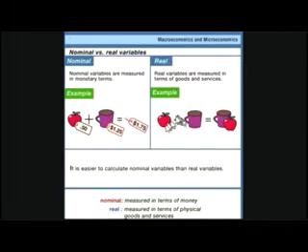I'm going to be discussing that later, but right now I want you to be clear on the distinction between real and nominal variables. Things that are measured in terms of money are nominal. Things that are measured in terms of physical goods and services are real.